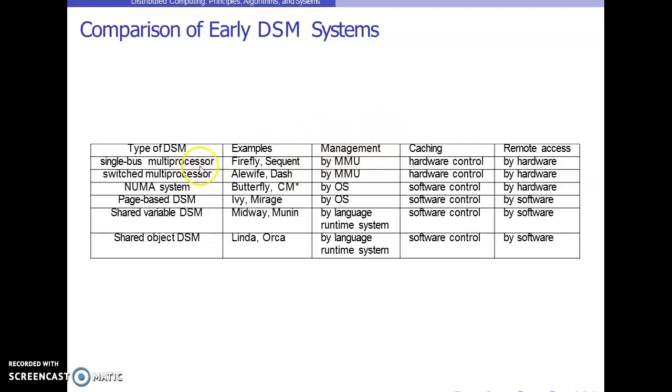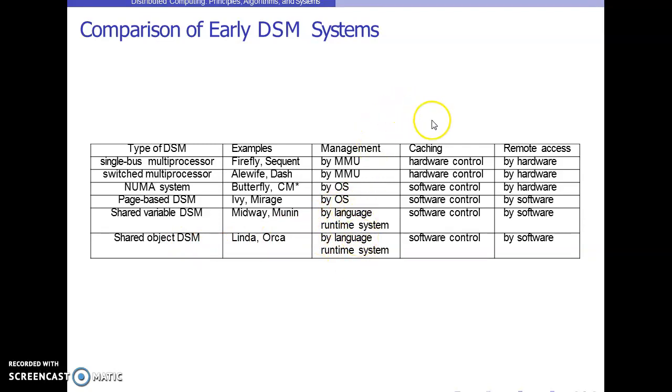Single bus and switched multiprocessors are managed by the memory management unit, that is the MMU. Then NUMA systems and page-based systems are managed by the OS, the operating system. Then shared variable DSM and shared object DSM are managed by the language runtime system.